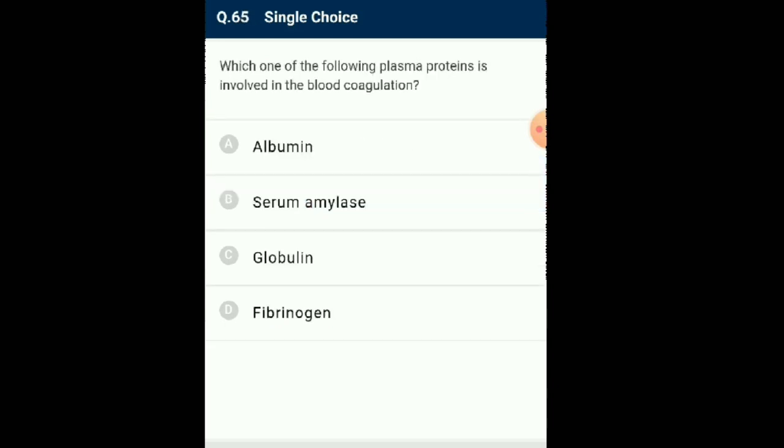Question number 65. Which one of the following plasma proteins is involved in blood coagulation? Blood is a connective tissue composed of 55% blood plasma and 45% formed elements, that means blood cells. The blood plasma consists of proteins like fibrinogen, globulin, albumin, in addition to some minerals like sodium, calcium, magnesium, bicarbonate, glucose, amino acids, lipids, etc. So the clotting or coagulation of blood takes place with the help of insoluble fibrin. So the answer for this question is option D, fibrinogen.